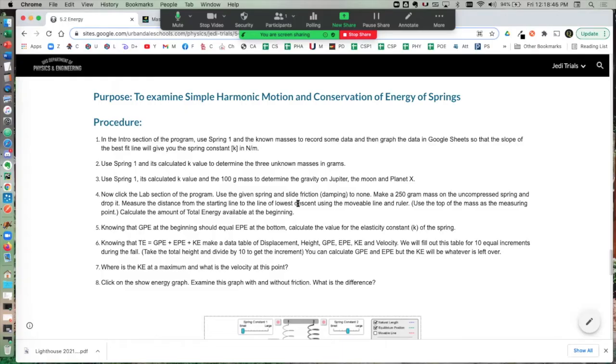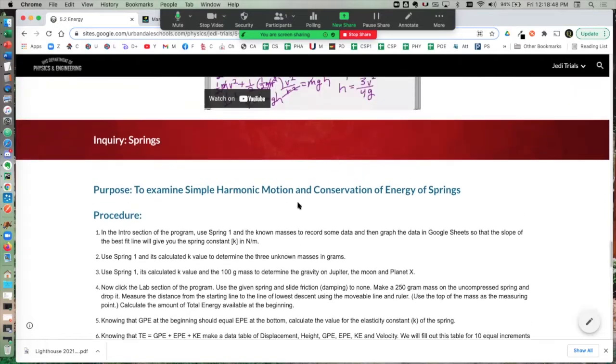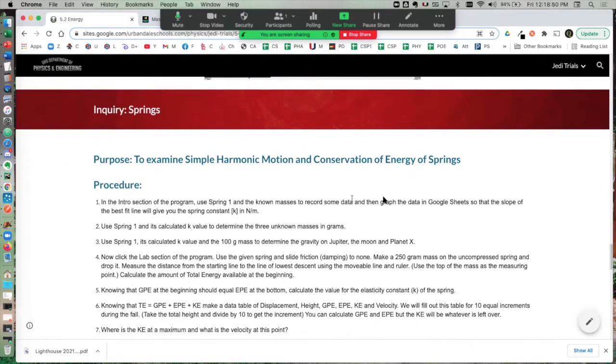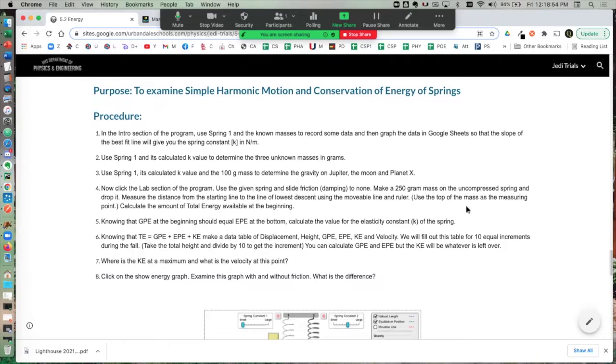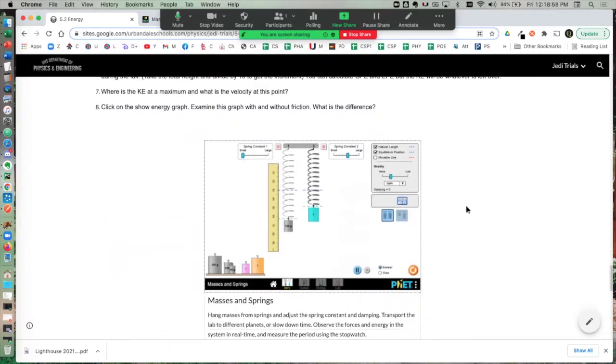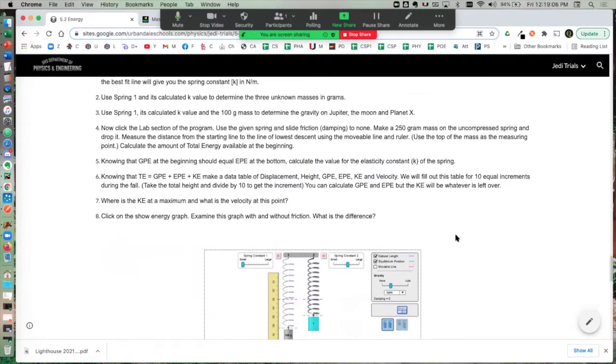Begin physics today, and we're going to be doing the inquiry on springs. You can find that on the website if you want to bring that up. There's eight directions to what we're going to do, and here is an applet that we're going to use. You can click on this and open it up in a new screen, and you'll be able to help me as we go along with this.